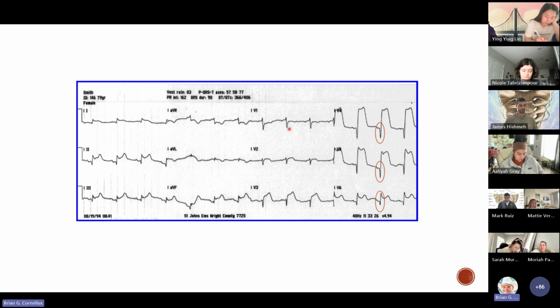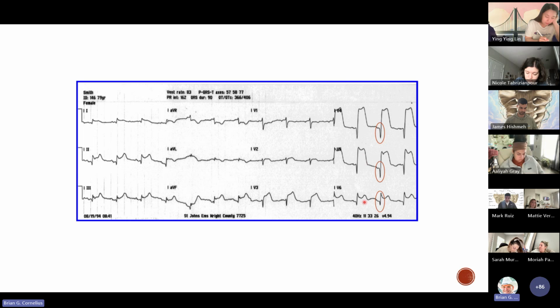Then I come over here and start looking at my precordial or my chest leads. So V1 and V2 are looking at the septum. So LAD is blood supply there. V3 and V4 are looking at the anterior portion, and then V5 and V6 are looking at the lateral portion.